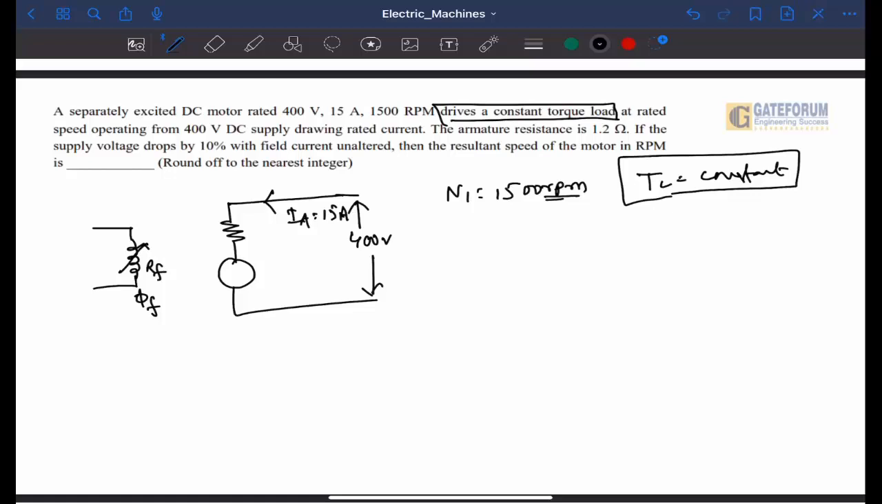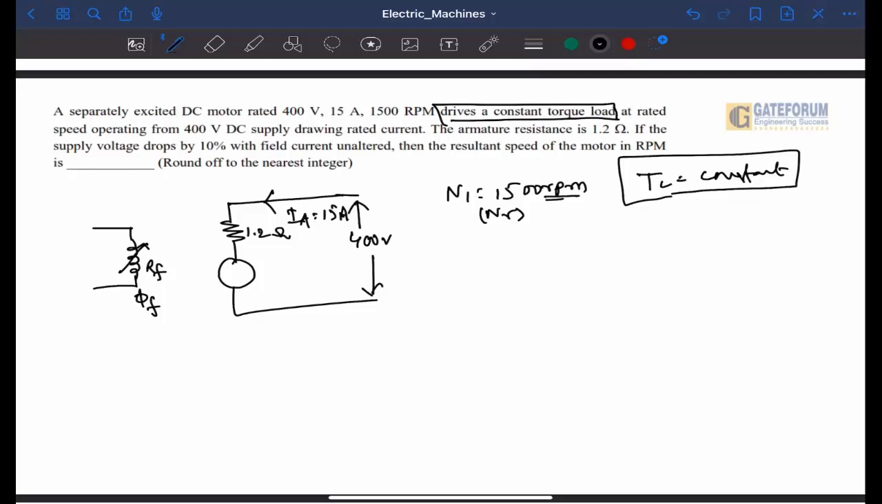At rated speed, operating from a 400 volt DC supply, and drawing rated current, that means 15 ampere. The armature resistance is 1.2 ohm. If the supply voltage drops by 10% with field current unaltered, see, the supply voltage is altered by 10%, and the field current is unaltered.